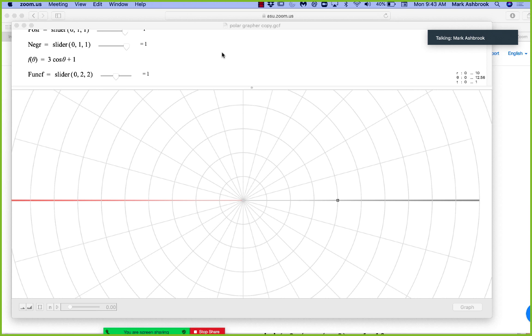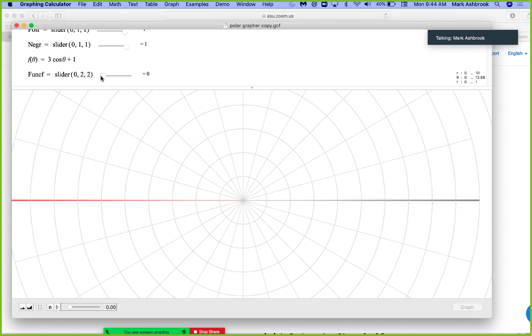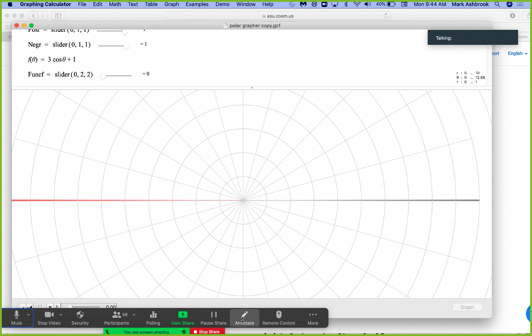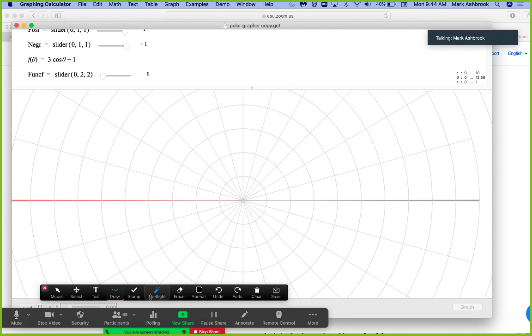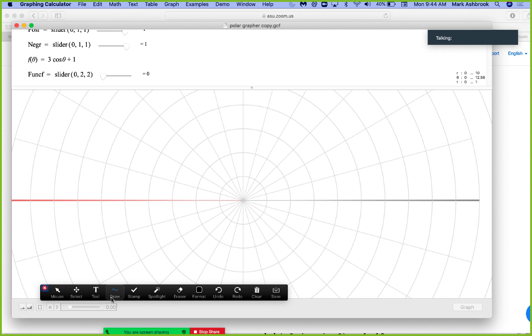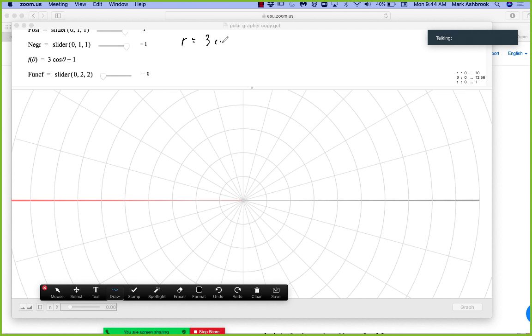And we want to work on 3 cosine theta plus 1. This graph right here. And so remember what we said about graphing these, cosine theta plus 1. All right, so remember what we said about what's the main approach to graphing these polar graphs in polar coordinates? What do we say?